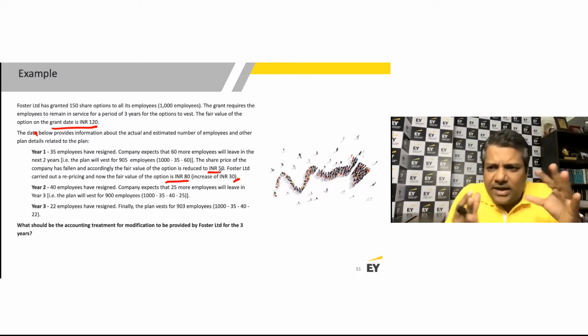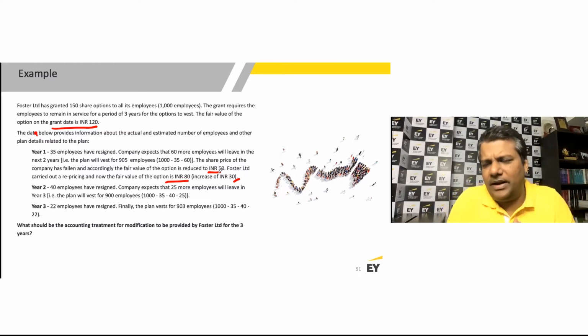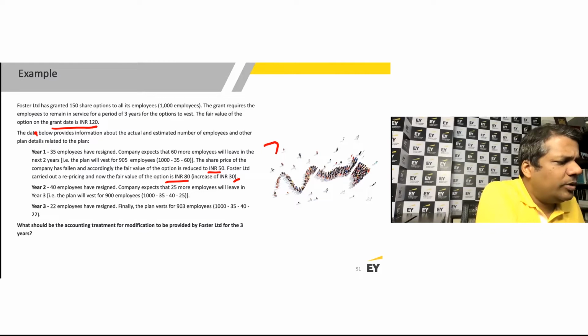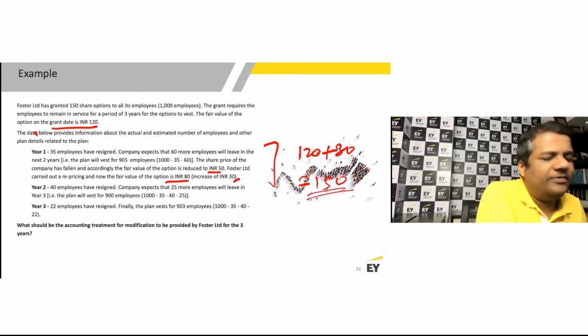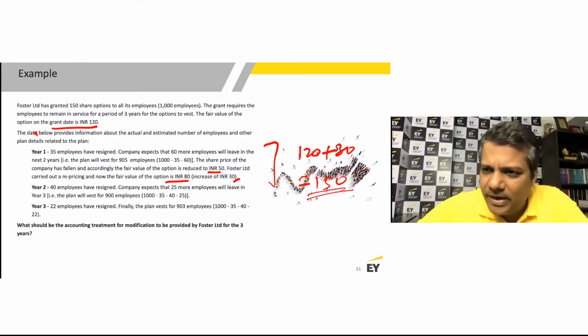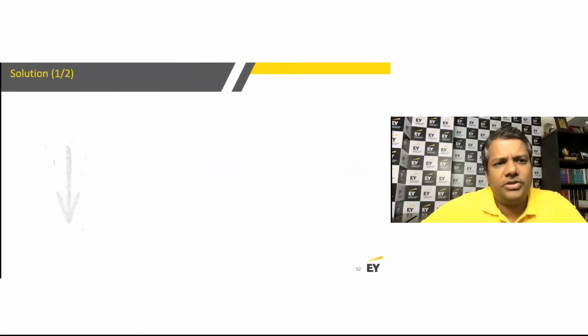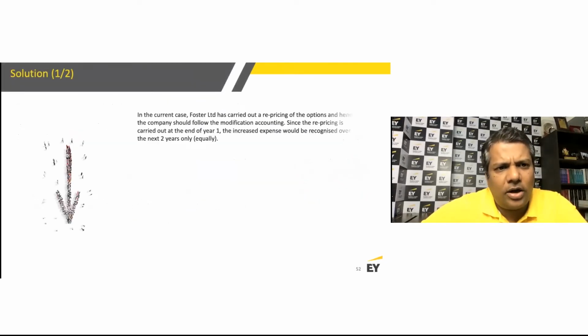That means the 30 is the incremental benefit to the employee. So how much does the employee get? You get 120 plus 30, so you have received a total benefit of 150. That is my compensation cost. Now let's look at how we record this.